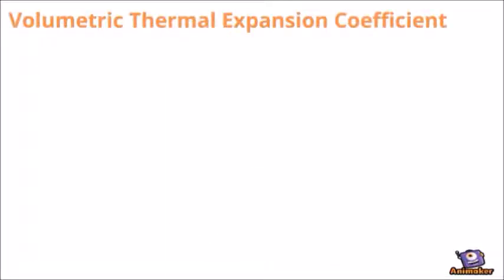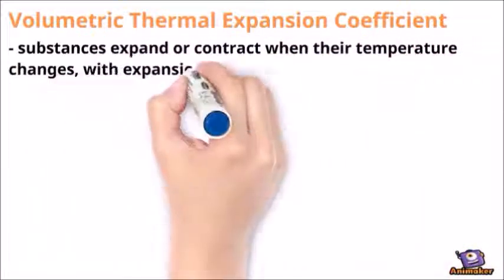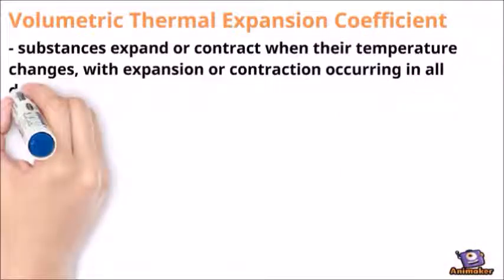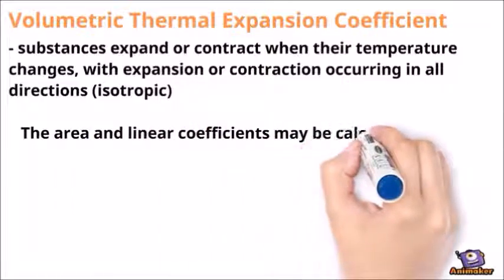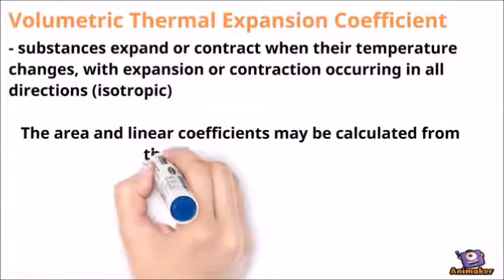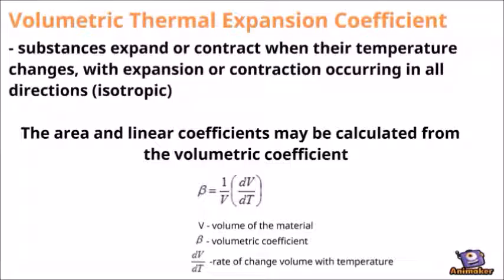The volumetric thermal expansion coefficient is the most basic thermal expansion coefficient. It illustrates that, in general, substances expand or contract when their temperature changes, with expansion or contraction occurring in all directions. Such substances that expand in all directions are called isotropic. For isotropic materials, the area and linear coefficients may be calculated from the volumetric coefficient, which is beta, equal to 1 over V, times dV over dT, where V is the volume of the material, beta is the volumetric coefficient, and dV over dT is the rate of change of the volume with temperature.